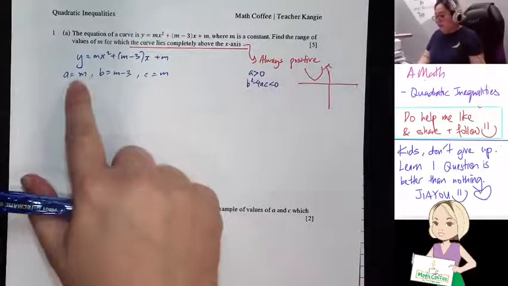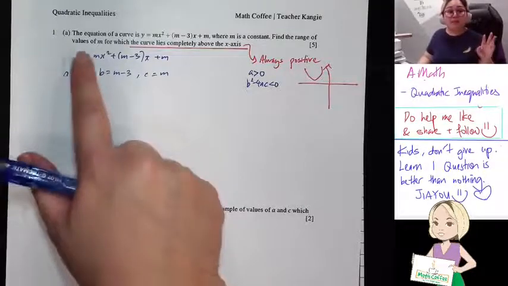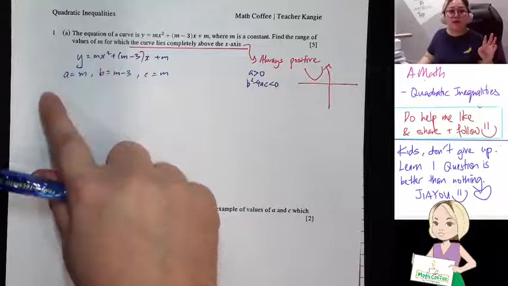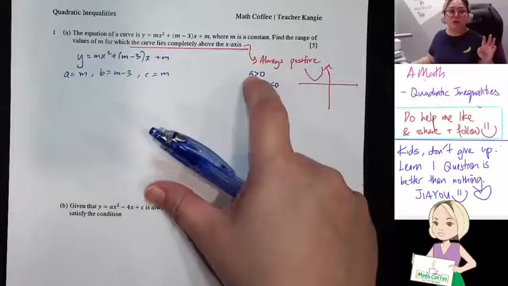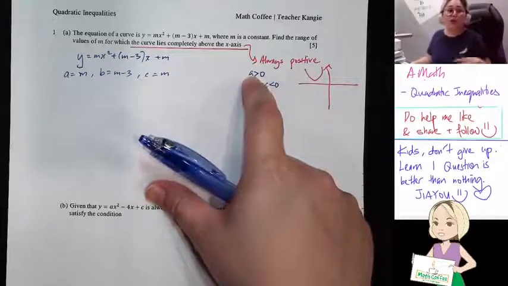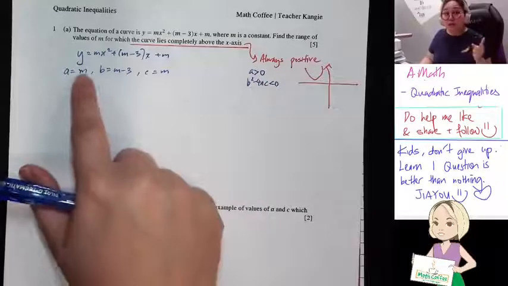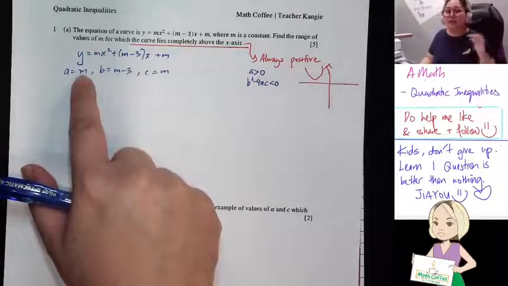Then you look at your a. Because my a is not a fixed number, sometimes you can see that it is y equals 2x squared, my a is 2. So my a is 2 already, straight away fulfills the first condition. Then you don't have to bother about it. But you see, now your a is m, an alphabet. So that means I need to consider this inequality as well.